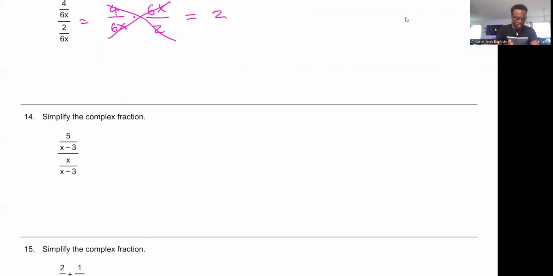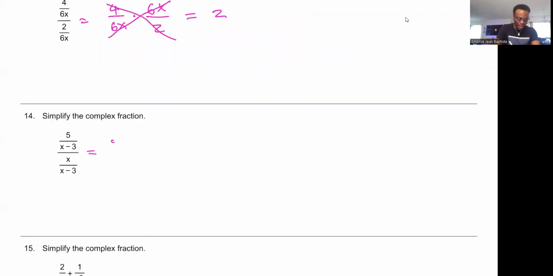Okay. Same thing happens here. 5 over 3 times x minus 3 over x. Simplify x minus 3 and get the answer 5 over x.